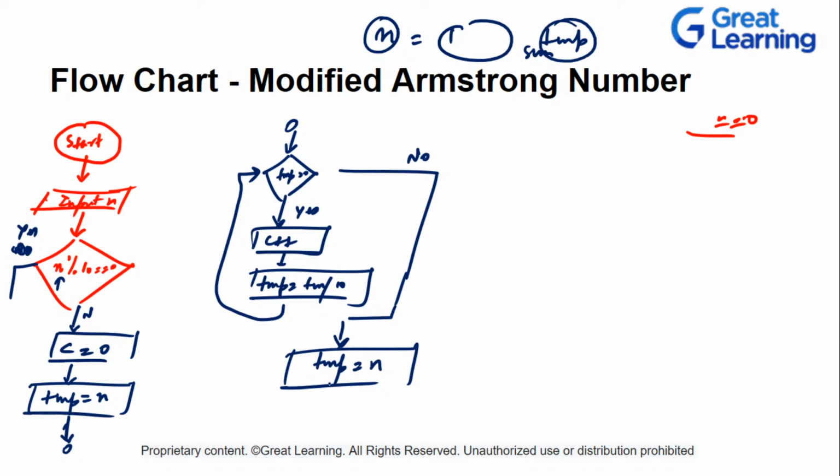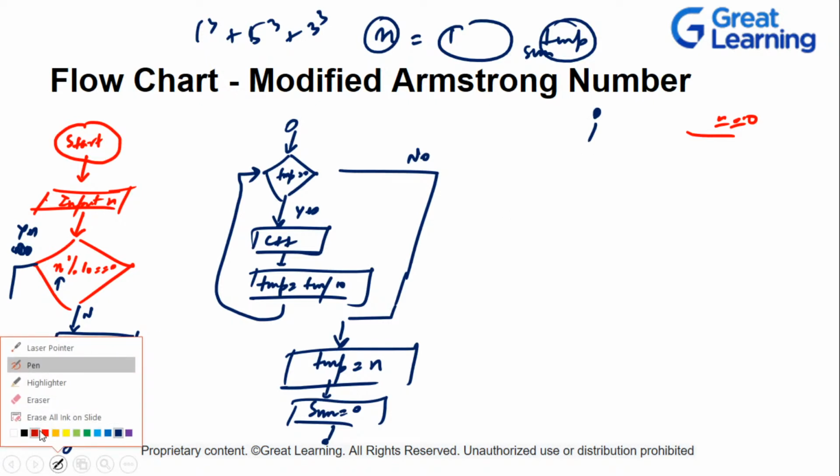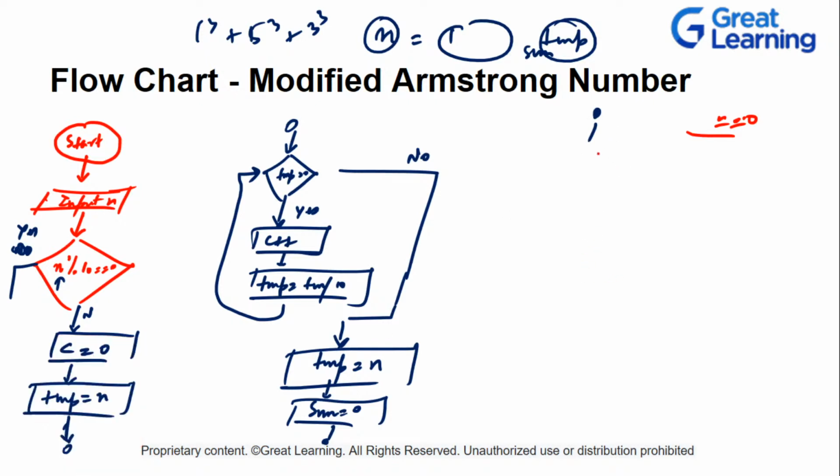Then I have this sum, which is used to calculate 1 raised to power 3 plus 5 raised to power 3 plus 3 raised to power 3, right? So I will have this sum over here. Then I will use again the connector. My connector goes here, okay? Let me just write it in a different color. Yeah.